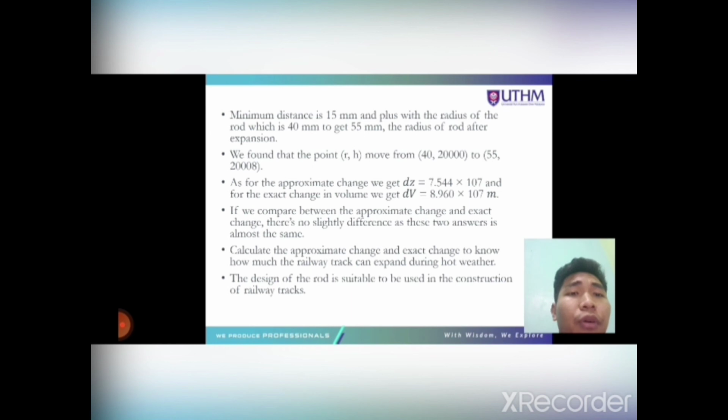As I mentioned, we found that the point r, h moved from 40, 2000 to 50, 2008. For the estimated change, we get a dV equal to 7.544 times 10 to the power of 7, and for the exact change in volume, we get a dV equal to 8.960 times 10 to the power of 7 mm. The design we calculated for the road is suitable to use in the construction of railway tracks.